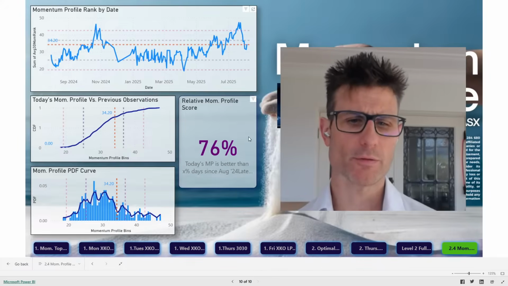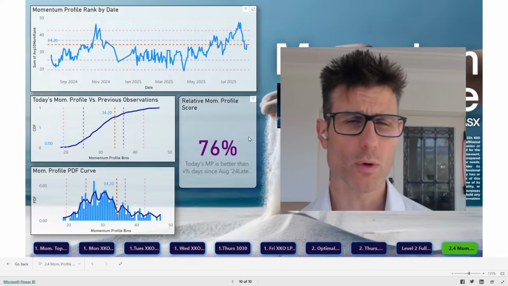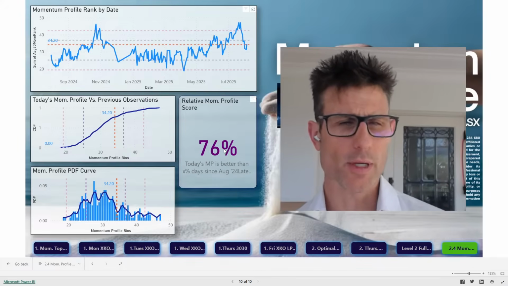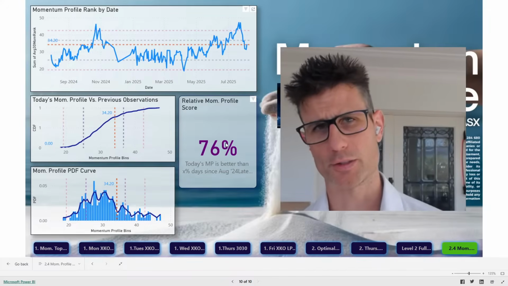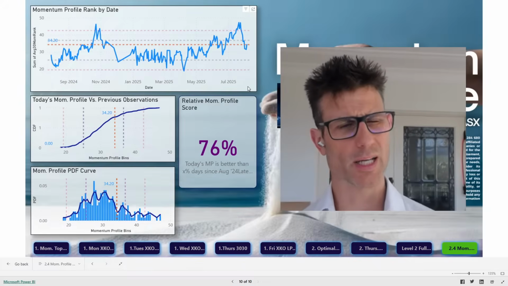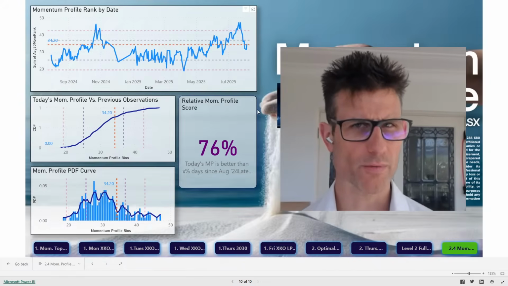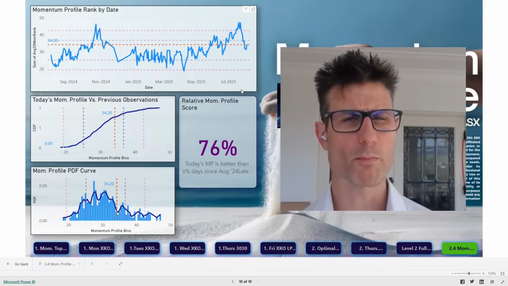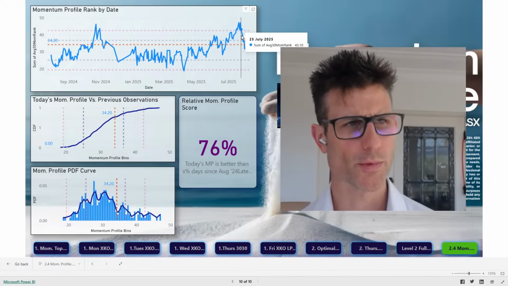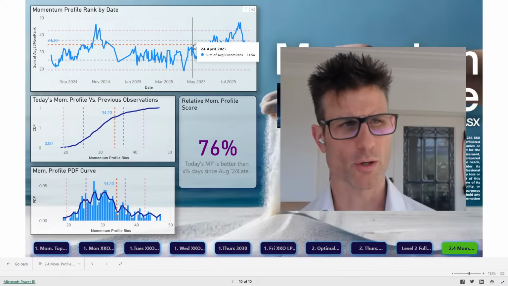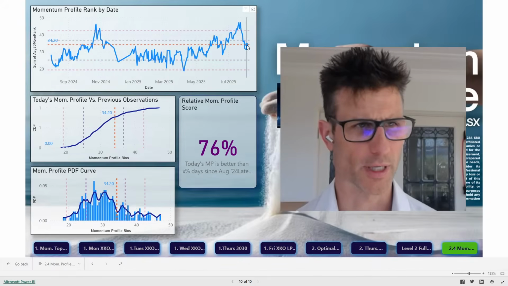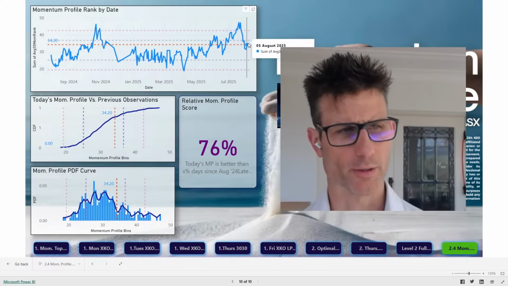We can see that from the close of, what was it, the 5th of August, the momentum profile was better than 76% of other observations we've seen in the last 12 months. Okay, so that tells me it's sort of above average, but not a massive opportunity, not something I want to lean into. So that's falling sort of around the midline, if you can imagine, and that's the orange line showing the most recent observation right here on the far right-hand side.